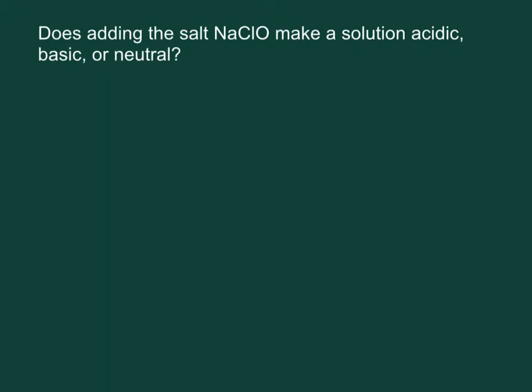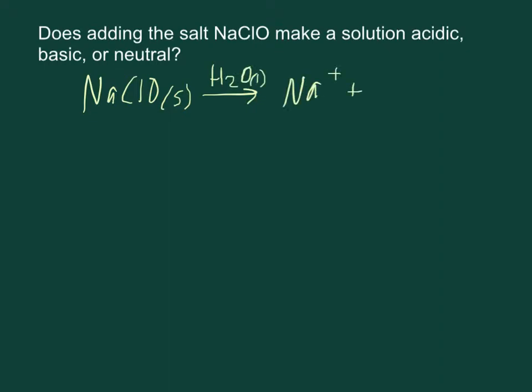So the first thing we're going to do is take this NaClO and figure out what ions it's going to become. If we were to add solid sodium hypochlorite to water, it will break into sodium ion and hypochlorite. Since sodium is always soluble, we're going to have a complete breakdown here. So now we need to figure out how these two are going to react.